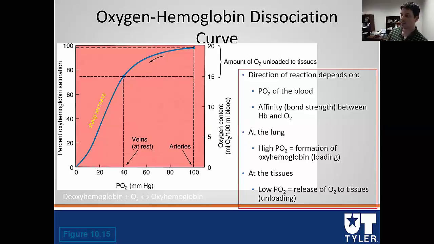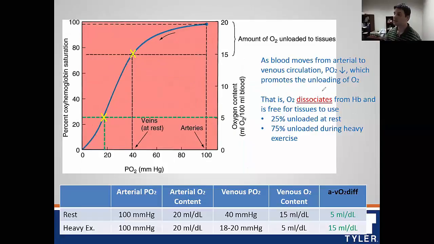So again, to review, at the lung, very high PO2 equals formation of oxyhemoglobin, or loading, again, 95 to 104. So we load at almost 100%, and then at tissues, low PO2s of 40 cause us to then release oxygen to the tissues. So the next important thing that we'll talk about is what happens in exercise, right? So here's normal. Again, we'll dump off about 25% of our oxygen into our tissues at rest. The PO2 at rest in tissues is about 40.